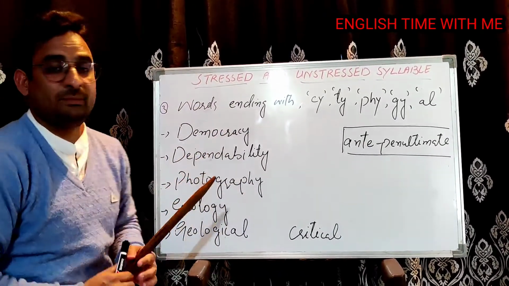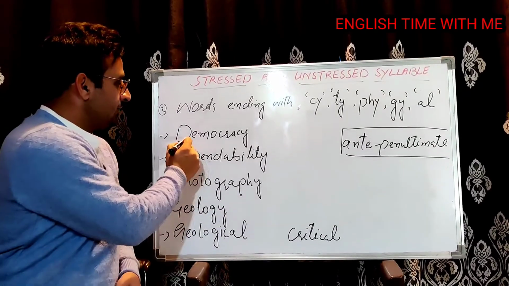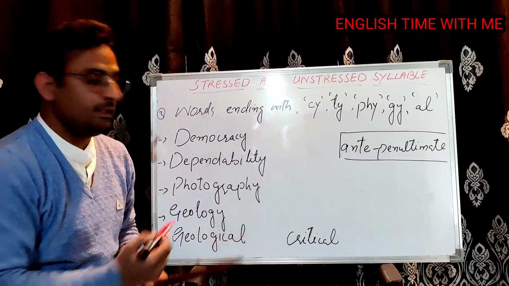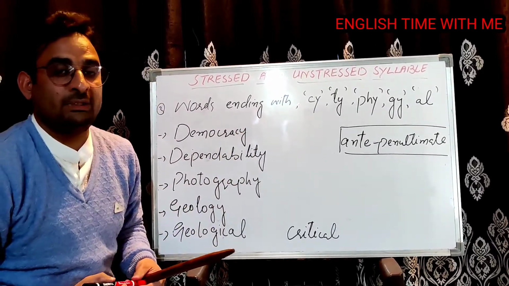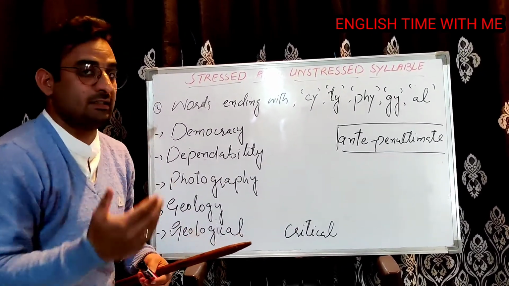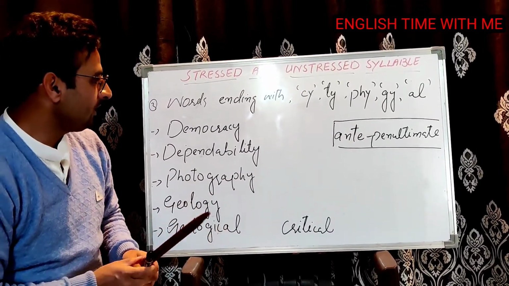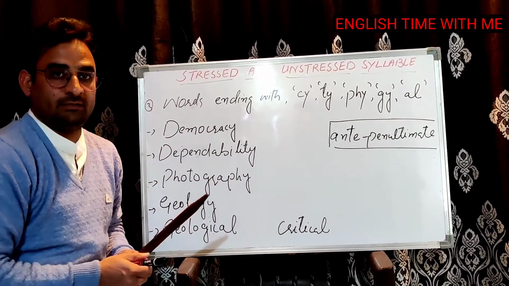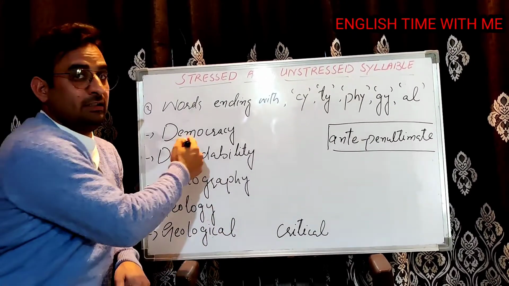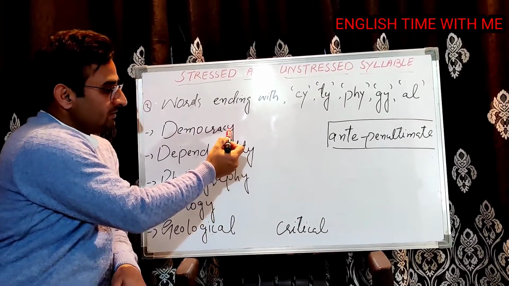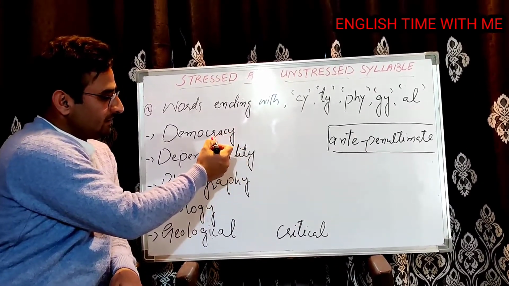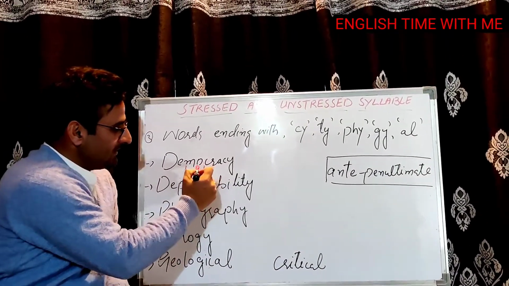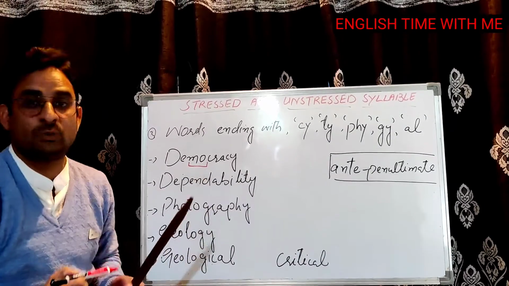Democracy. How many syllables are here? De, one, mo, another, cra, third, cy, fourth one. Though Y is not a vowel, it gives a vowel sound here. That's why it is a syllable here. Now which is the anti-penultimate syllable here? The last one is cy, the second last is cra, the third one is mo. So this is the anti-penultimate syllable, and this will be stressed.